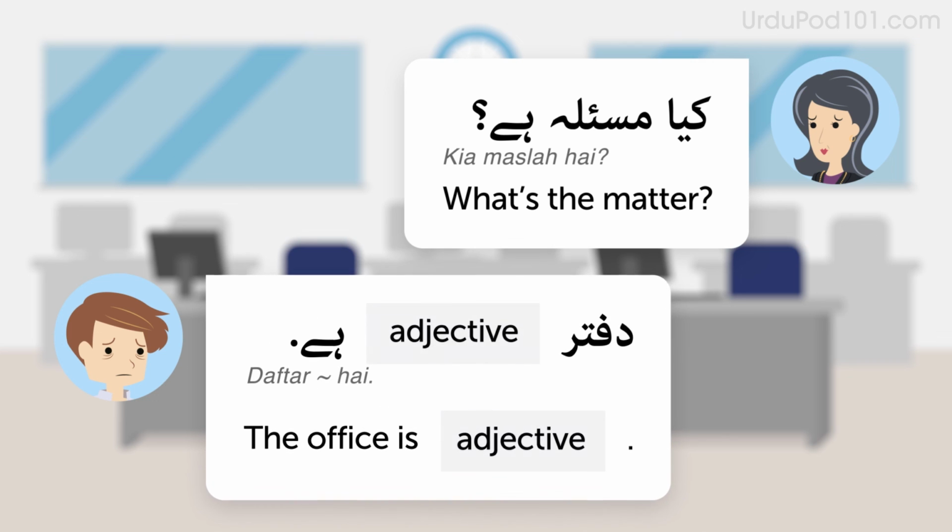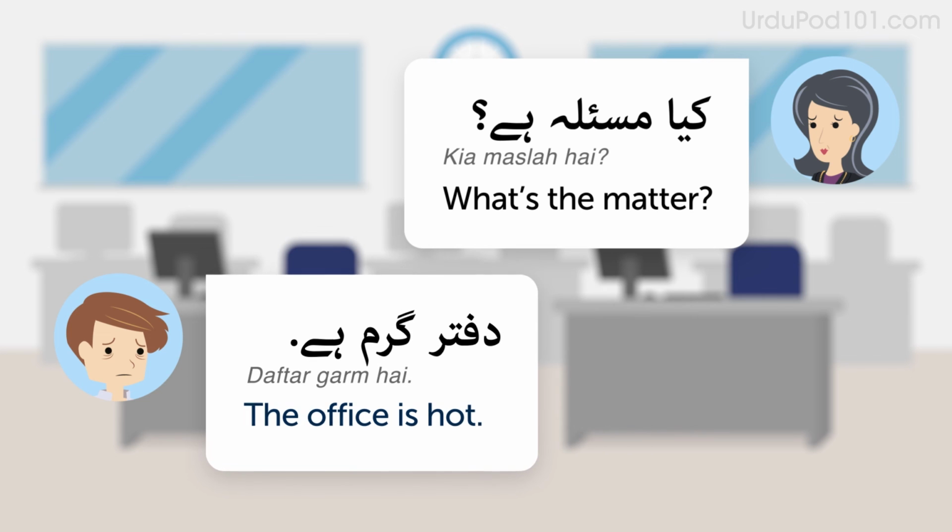The pattern is दफ्तर adjective है. This Urdu sentence literally translates into, office adjective is, but it means the office is adjective in English. For example, the office is hot. दफ्तर गर्म है.